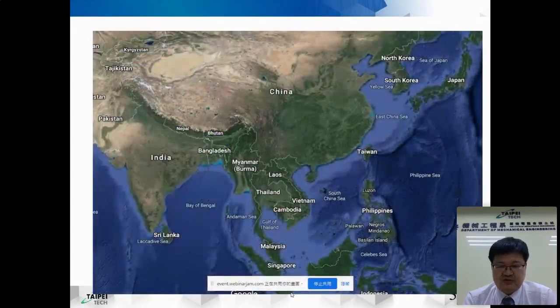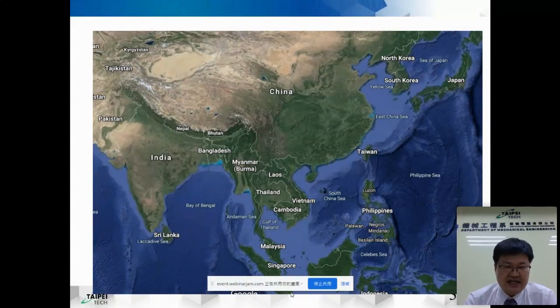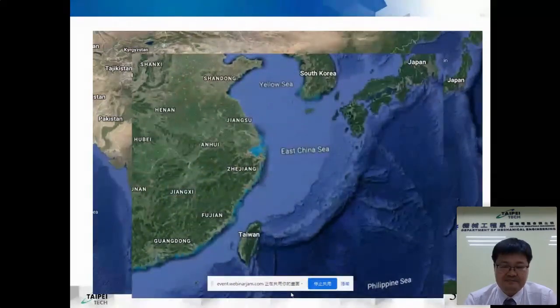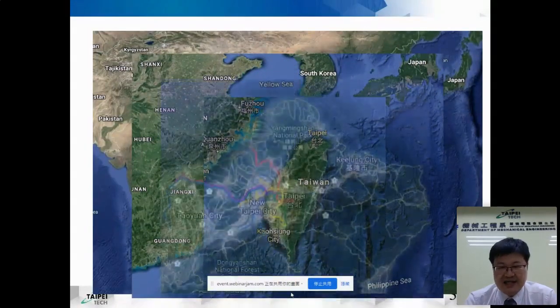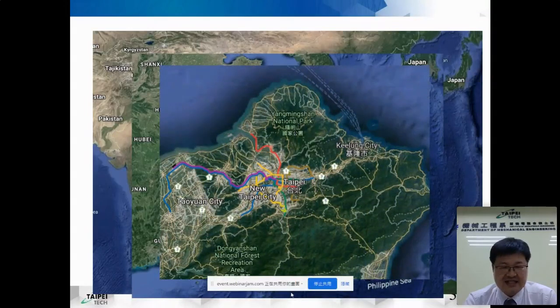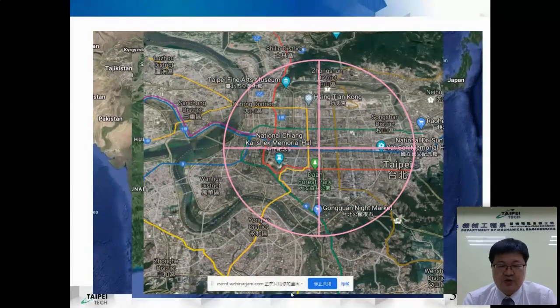If you look at the earth, where's Taiwan? That's on the right side. And where's India? It's on the left side. Taiwan is a small island here, and this is the north of Taiwan. That's Taipei city in the center, and you will see Taipei city here.